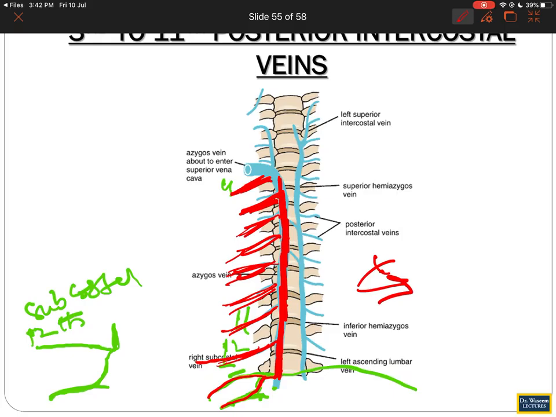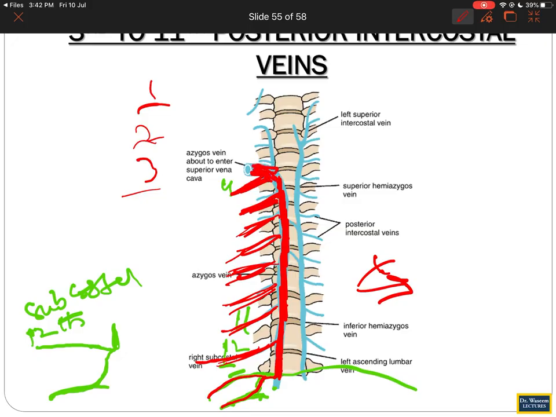Okay, here how many spaces remain? The first, second and third spaces remain. We will actually see them. In arteries, how many spaces were remaining there? Only the first and second. But here in the vein, all these spaces remain. So here a big vein has been shown. This is called the azygous vein.